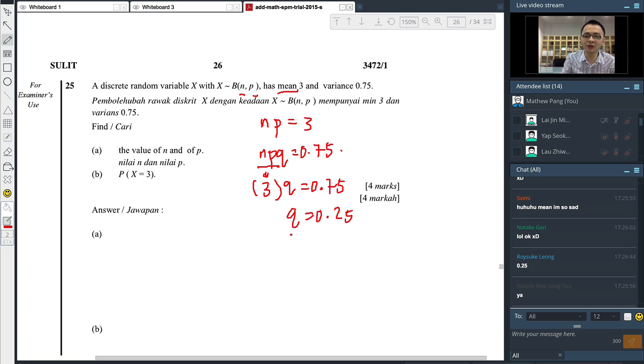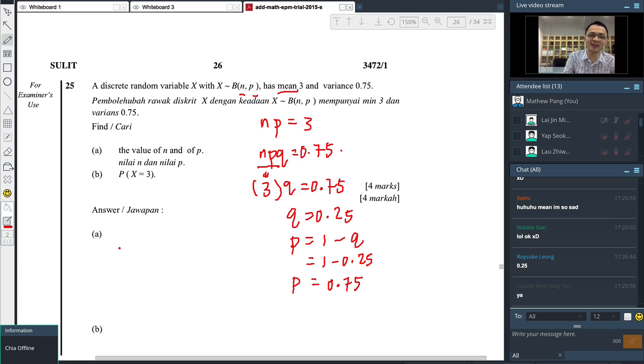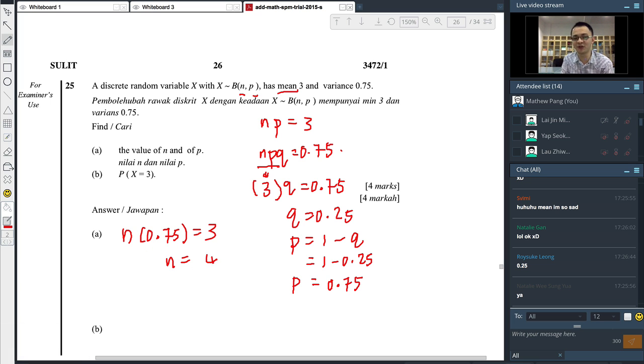So if q equals 0.25, p equals 1 minus q. So p will equal 1 minus 0.25. Obviously, p is 0.75. So if I know p equals 0.75, I can find n easily. n multiplied by 0.75 equals 3. So n equals 3 divided by 0.75, n equals 4. Alright, easily. Got it. And then he asks you to solve when x equals 3.